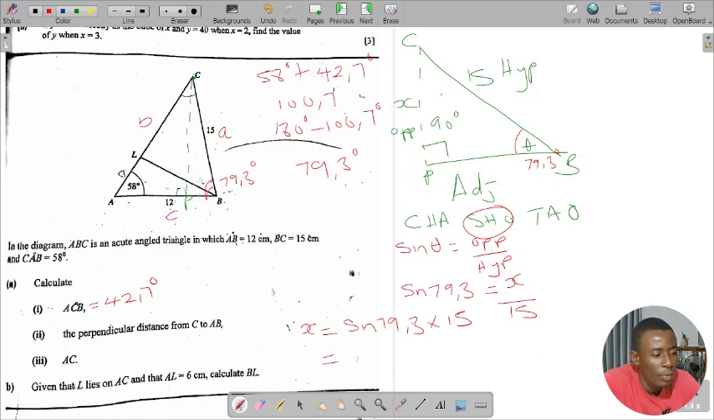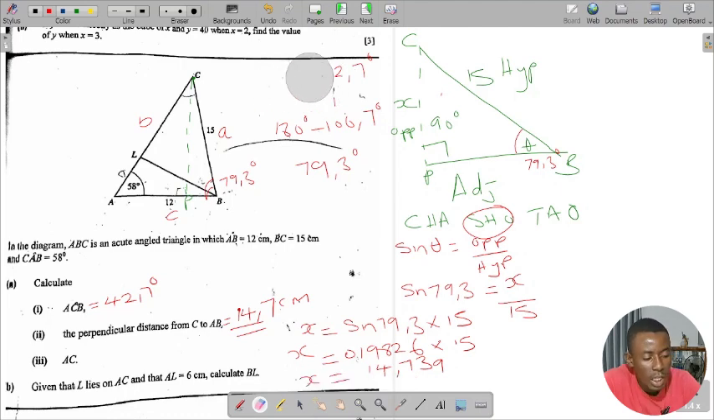So sine 79.3 is 0.9826 times 15. So 0.9826 times 15 is 14.739. So this is our X. So to three significant figures, 1, 2, 3, and we look at our 3 here, it becomes 14.7. So this is our answer. Our perpendicular is 14.7 centimeters.